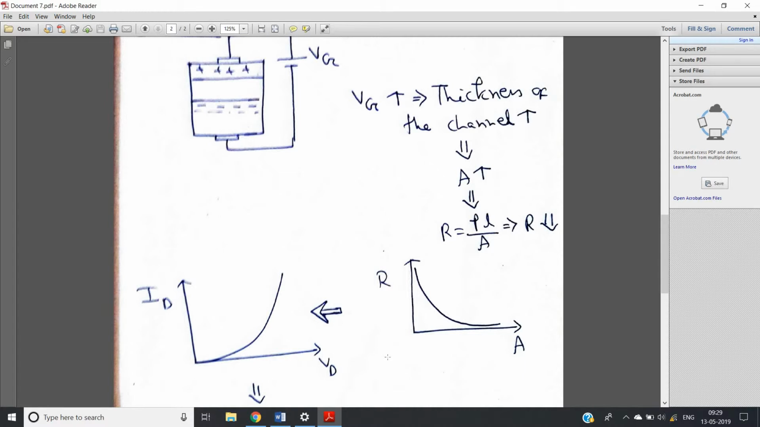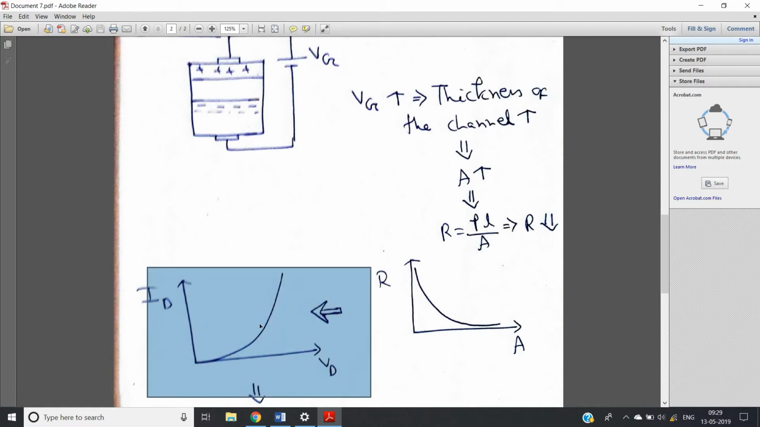So as VD increases, area increases, resistance decreases, like this type of exponential or rectangular hyperbola graph. So the ID versus VD graph will be like an increasing exponential or rectangular hyperbola graph. Okay, this is not a rectangular hyperbola, more like an increasing parabola graph you can say. So basically that's the ID versus VD graph.